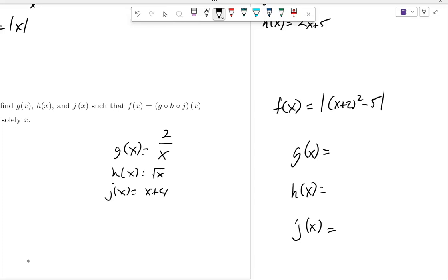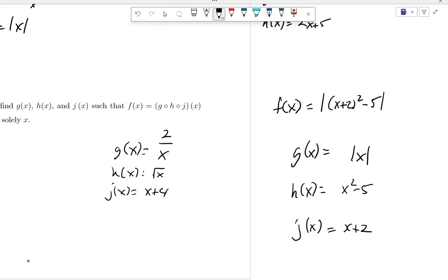You want to work outside in or inside out? Inside out? Okay, so start with the J. What did you use for your inside? X+2. That looked like it was on the way on the inside, right? Good. I like that. Then what did you use for the H? X squared minus 5, because the X plus 2 is inside the square, right? And then finally, the outside is absolute value of X. Yeah. Good.